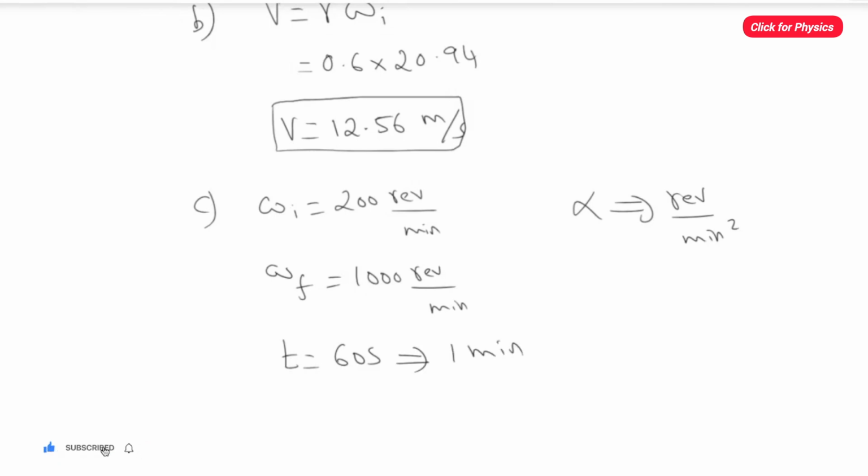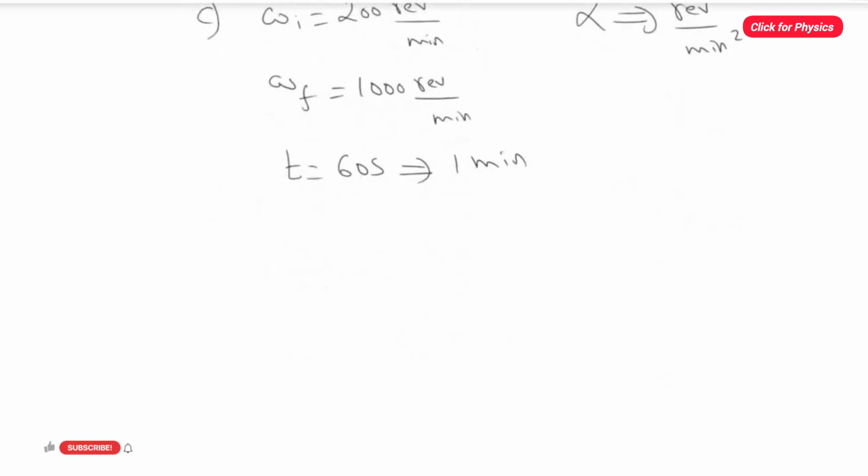1 minute. Now you can see by using this omega I, which is angular speed initial, angular speed final, and then by using the time, we can easily find the angular acceleration. And for sure, our unit should be in terms of revolution per minute square. Why? Because in the question, they clearly mention you have to find the answer of alpha in terms of revolution per minute square. So for that, I have to use the equations of motion with constant angular acceleration. And I am going to use the first equation. What is our first equation? Omega final is equal to omega initial plus alpha t.